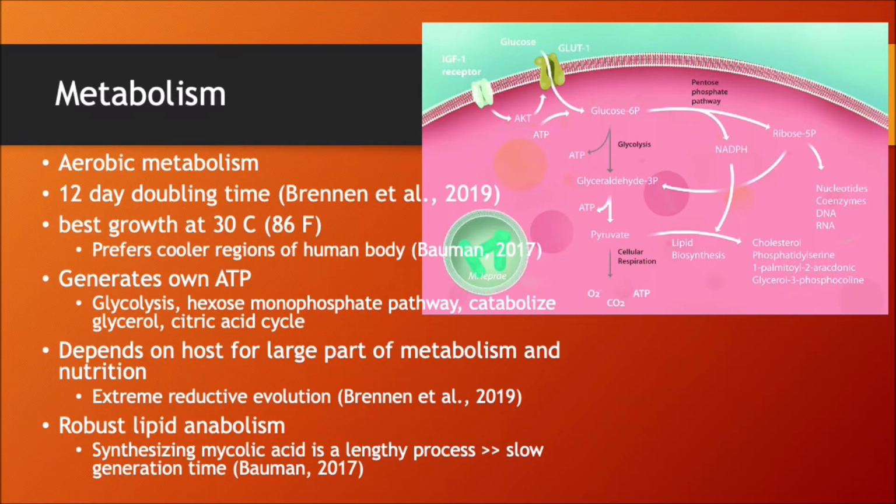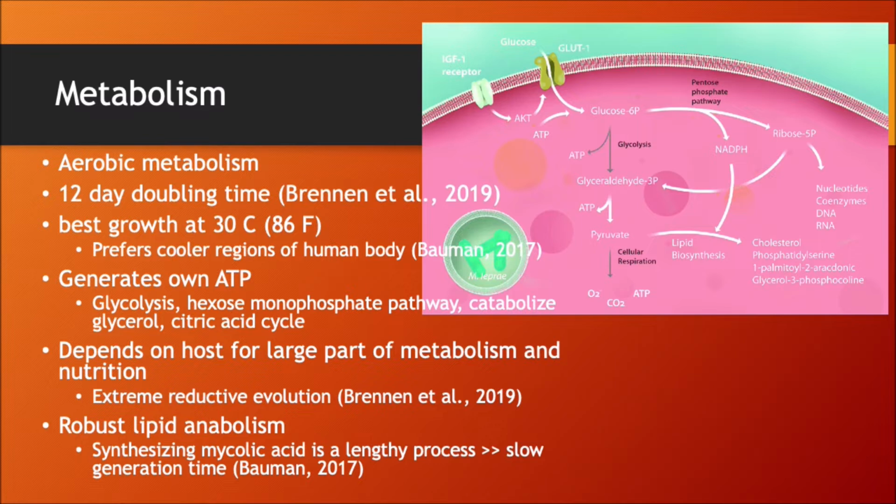In terms of metabolism, it is aerobic. It takes about 12 days to double, which is very slow. It grows best at about 30 degrees Celsius, preferring cooler regions of the human body, like the skin, peripheral nerves, eyes, upper respiratory tract, anything that's cool.